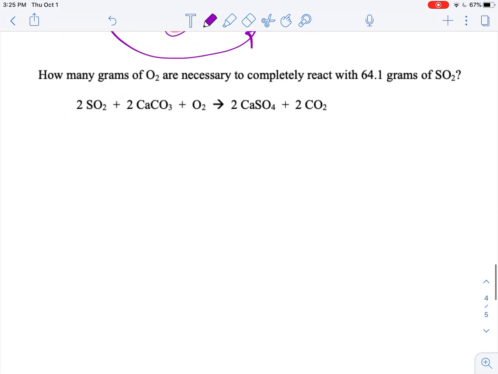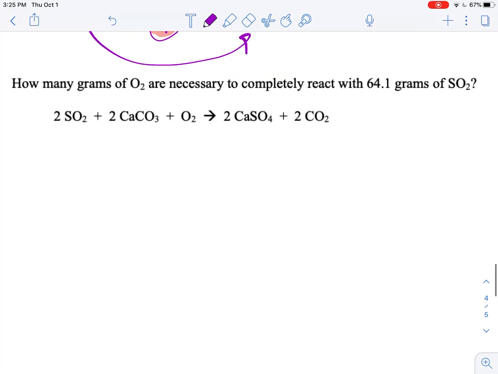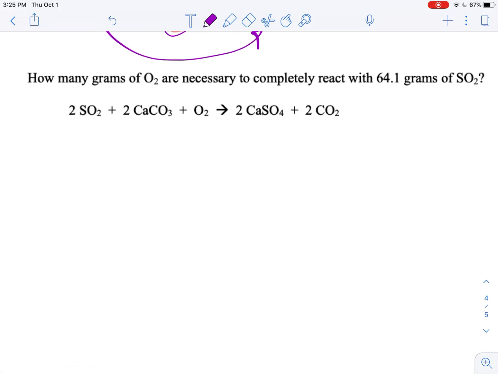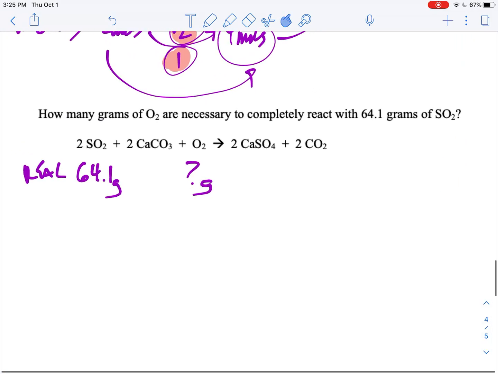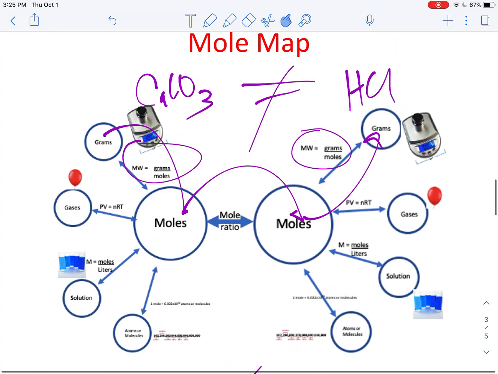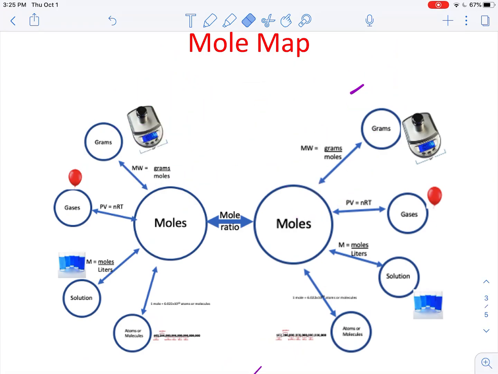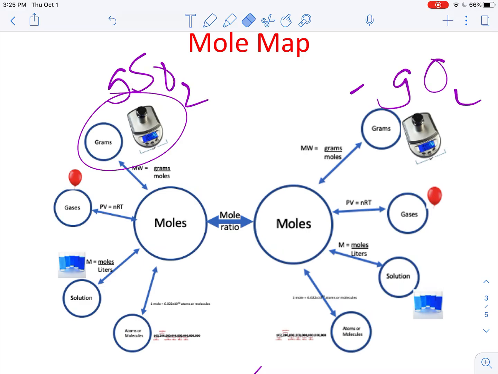Let's try it again. This one says: how many grams of oxygen are necessary to completely react with 64.1 grams of sulfur dioxide? Fine. So I have a real world unit here. I have 64.1 grams of this, and I want grams of this. So I go up to my mole map, and I realize that I have grams of sulfur dioxide, and I want to end up with grams of oxygen over here.